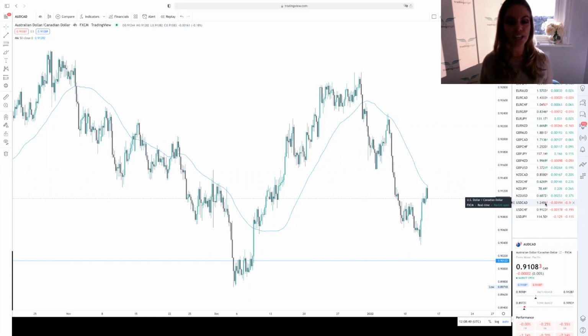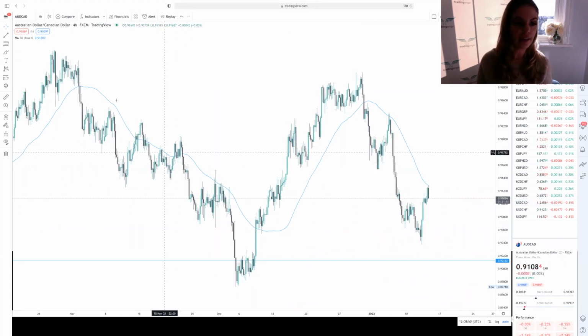So what a moving average is, it's a line that's drawn on the chart to show you the average closing price of the last however many candles. So you can see we have a blue line on this chart here, this blue line that's moving along with the candles, and this is a 50 MA. So this is a line which shows the average closing price of the last 50 candles.